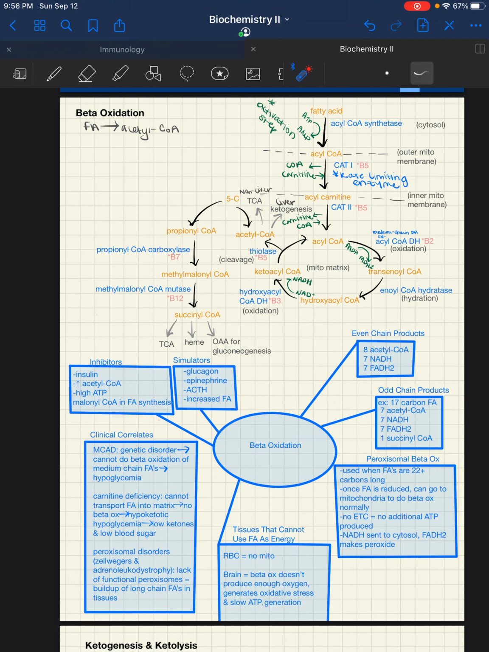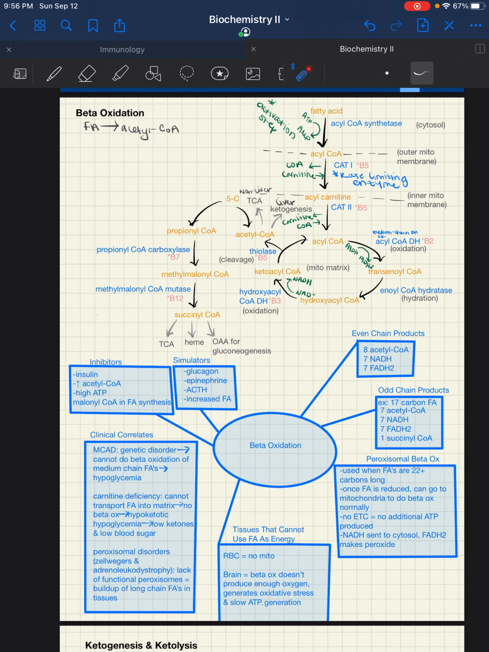Beta oxidation doesn't produce enough oxygen for the brain. It generates oxidative stress, which you don't want in the brain. And ATP generation is slow in beta ox compared to like glycolysis. So the brain's mostly using glucose as energy, but in starvation we'll see that the brain uses ketones too.